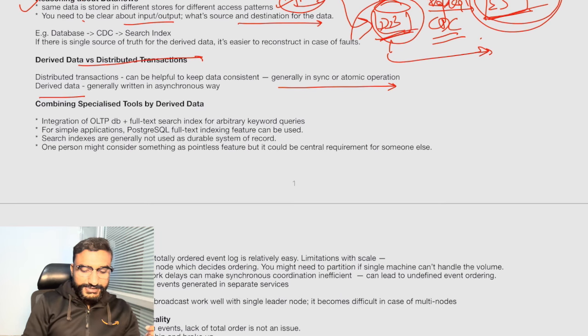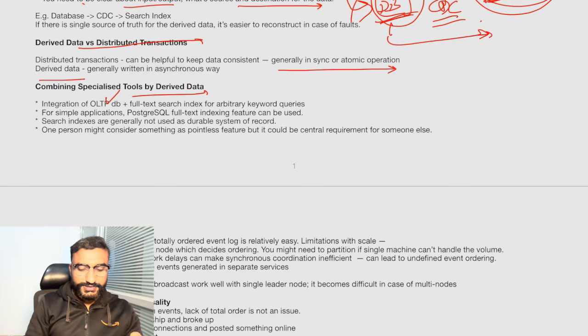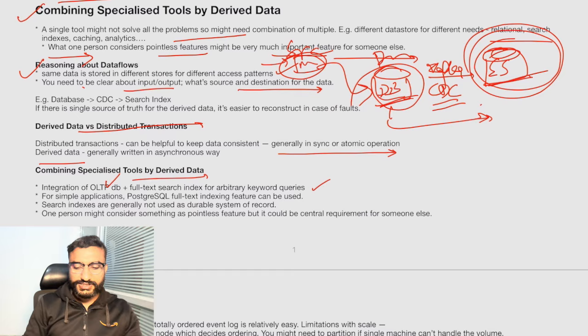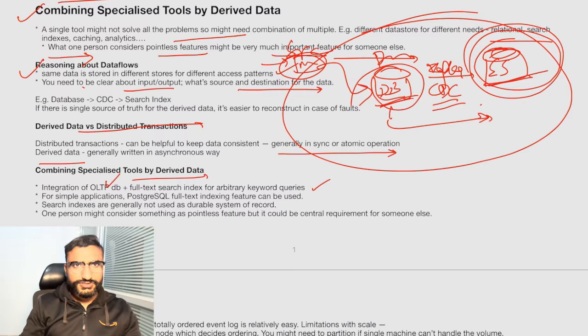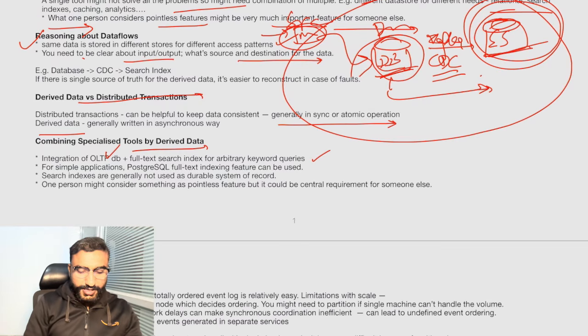Cool. Combining specialized tools by derived data. For one of the use cases we discussed, we can have integration of OLTP DB plus a full text search index for arbitrary keyword search queries. The use case which we discussed right now here as well: a combination of a relational database plus an Elasticsearch cluster. And for simple applications, the PostgreSQL full text search feature can be used as well.